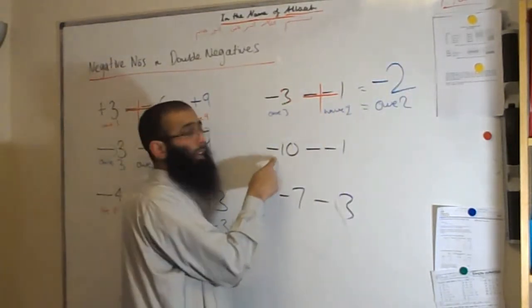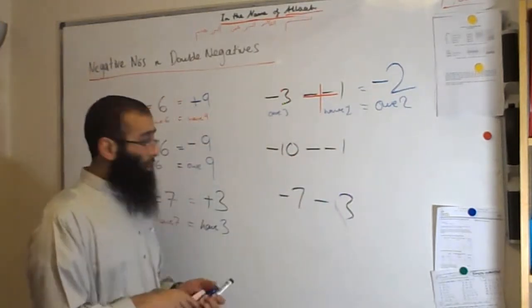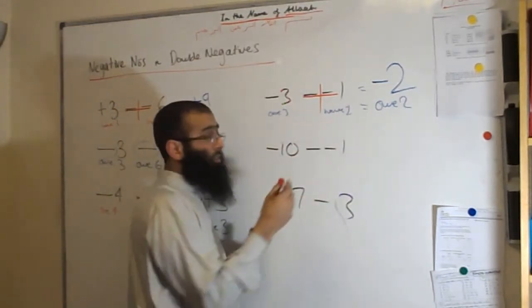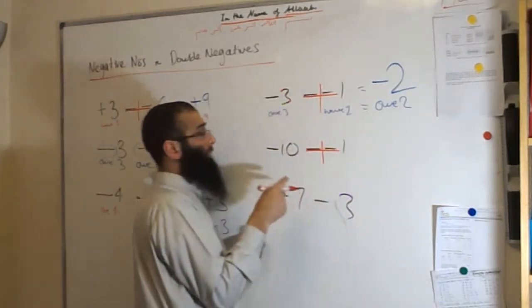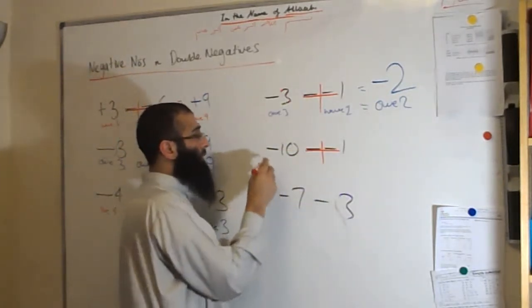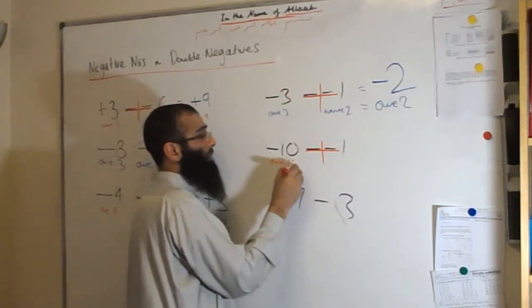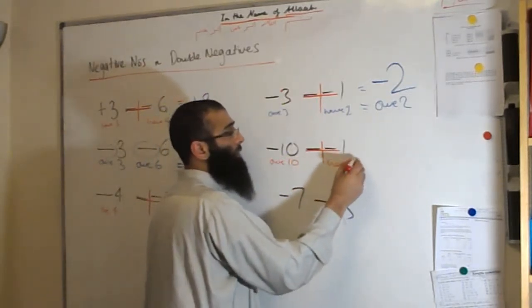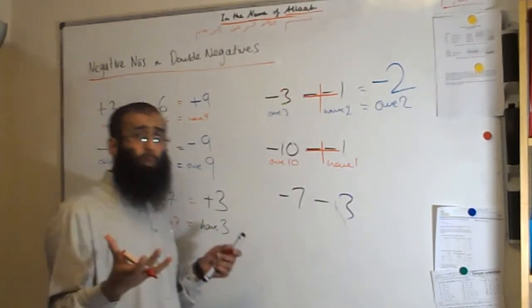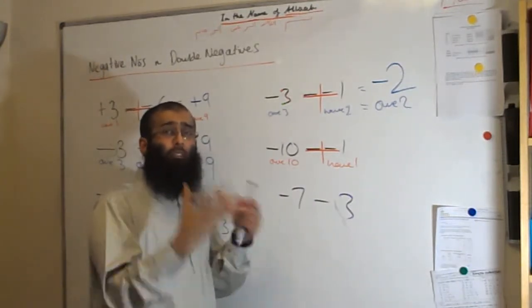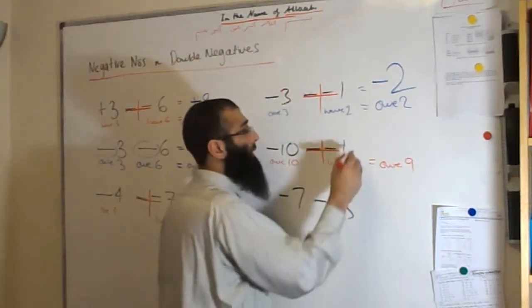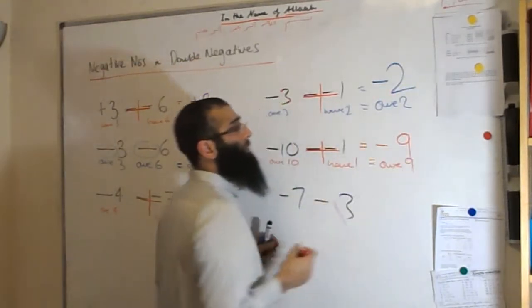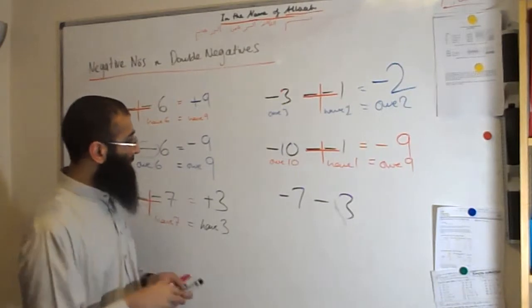Next one, minus 10 minus minus 1. These two minuses are next to each other, so they get transformed into a plus. So now you need minus 10 plus 1. So I owe you 10 and I have 1. If you owe me 10 and you only have 1, after giving me the 1, you will still owe me 9. And the owe means minus. So the final answer is minus 9.